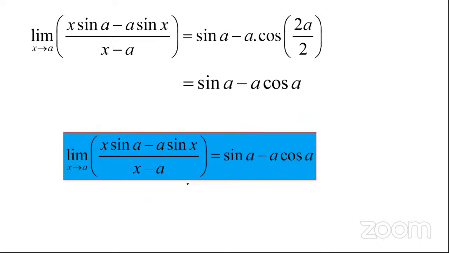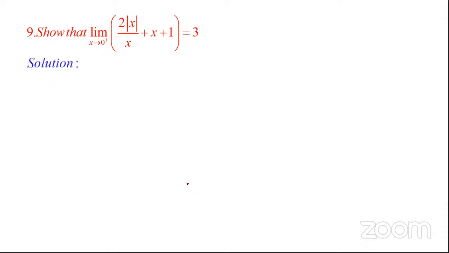So this is the required answer. So next, show that the limit as x tends to 0 plus, so this is the right hand limit, of 2 mod x by x plus 1 equals 3. So you have to prove that the value is 3.